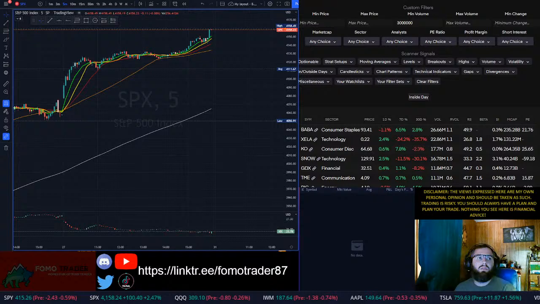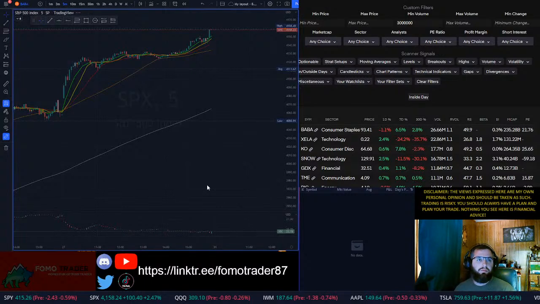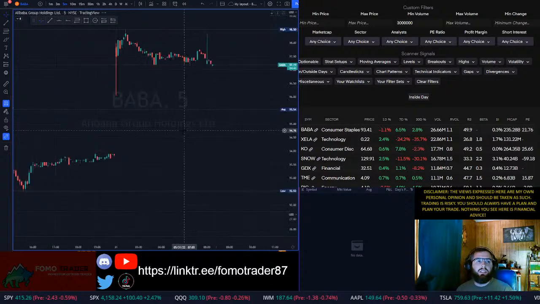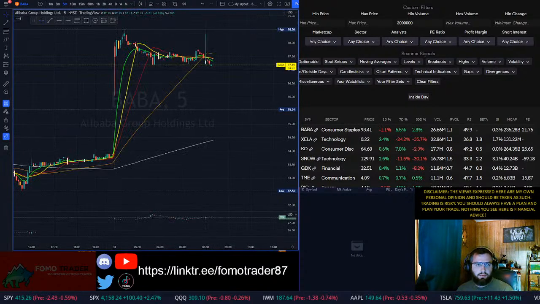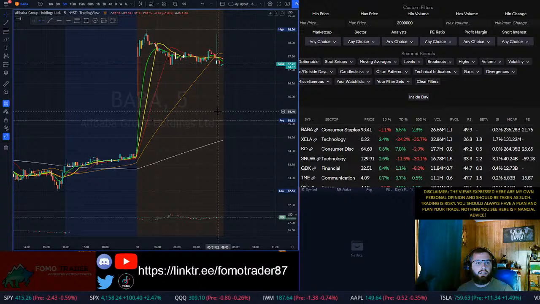So we're going to look at BABA first, if TradingView wants to load. Huge gap up overnight. So gap up from about 93 to 97. That's about a $4 move.